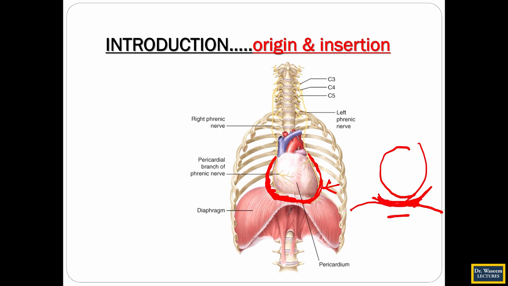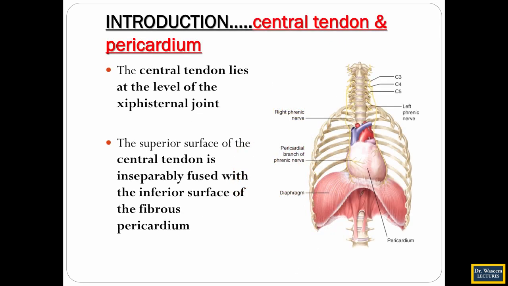Though embryologically they come from two different structures, two different tissues, they are not actually from the same, but they are inseparably blended here. So when you remove the fibrous pericardium, the central tendon of the diaphragm will also be detached. So you will see that the thing is like this. The central tendon of the diaphragm is important in this sense.